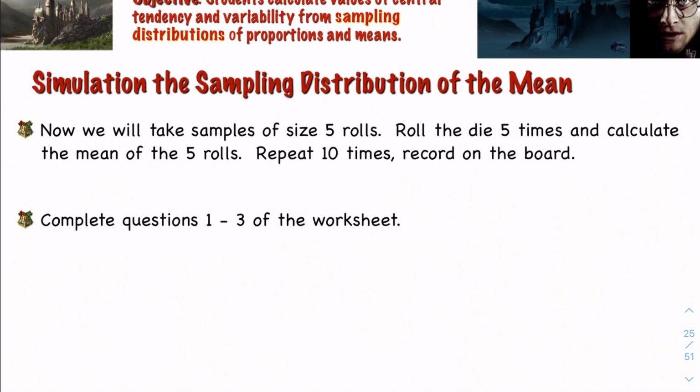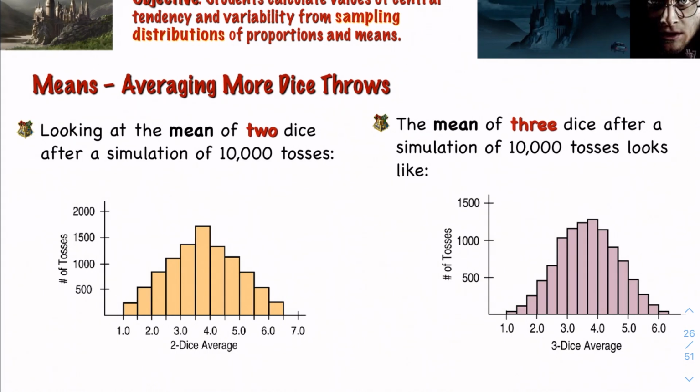So now I want you to think about this, and this is just going to be an experiment. We'll take a sample of size 5 rolls. We're going to take 5 of those rolls, so you could roll the die 5 times, and calculate the mean of those 5 rolls. So we get a 1, we get a 3, we get a 6, we get a 2, we get a 2. Add those up, divide by 5, you get a mean, right? If you record that down and then you repeat that 10 times, we will have 10 averages. And then we can start plotting those averages.